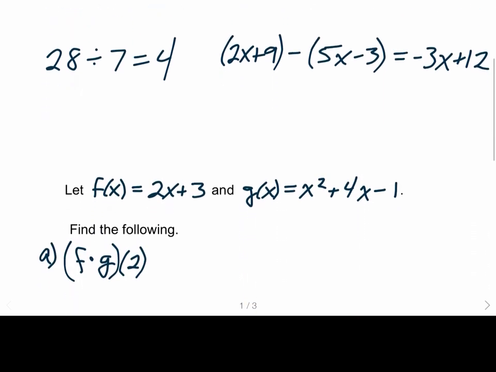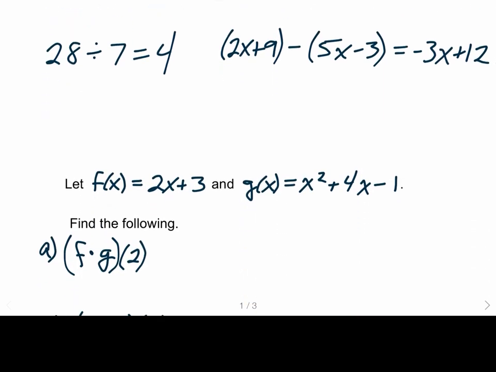In our first example, we're given two functions, f of x equals 2x plus 3, and g of x equals x squared plus 4x minus 1. We're asked to find (f·g) of 2. I want to talk about the notation just for a bit. We're using a dot to represent the multiplication of f and g. And we need to make sure that we don't ever write an open circle in this context, because that actually is going to have a different meaning, and you're going to see that in a different session.